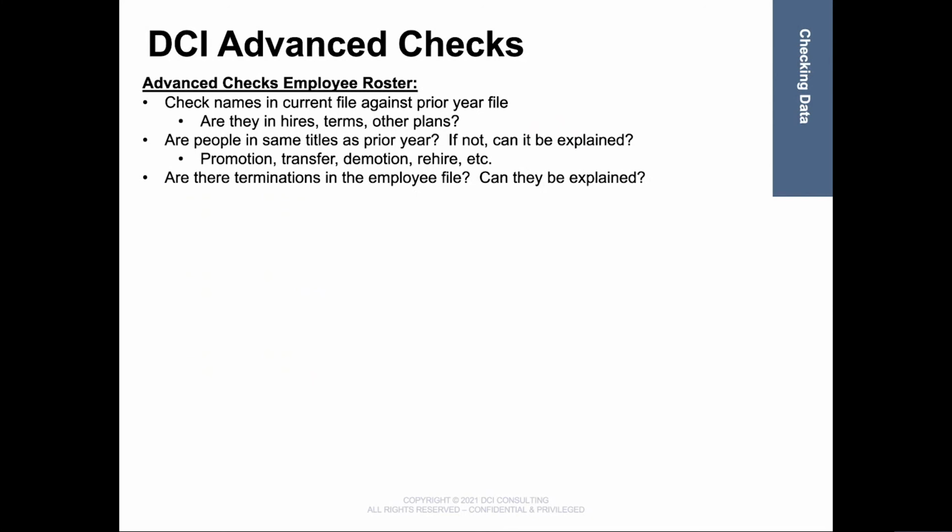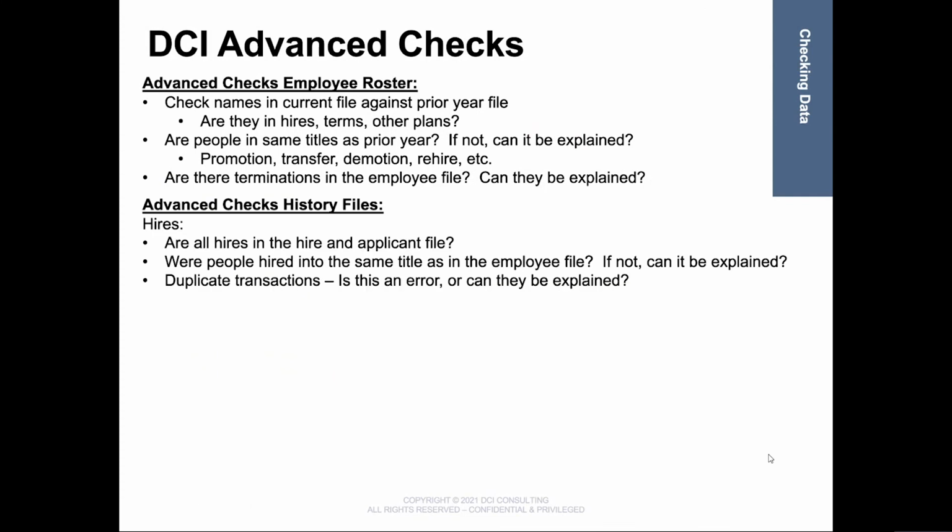Are there terminations in the employee file? Are they supposed to be there? If I'm in the term file, I don't have a hire row and I'm in the current file, then we'd need to find out what's going on. For the history file for hires, are all the hires in the hire file and the applicant file? Were people hired into the same title as in the employee file? If not, is it explainable?